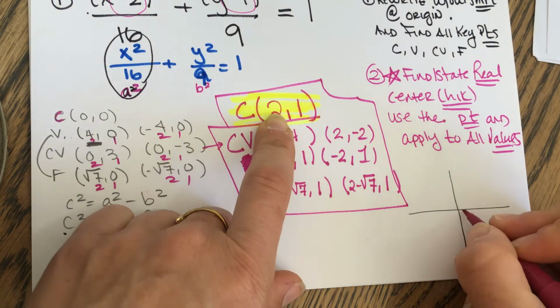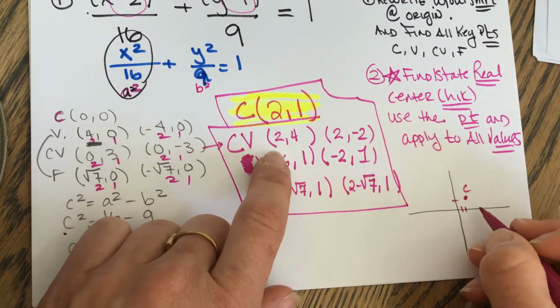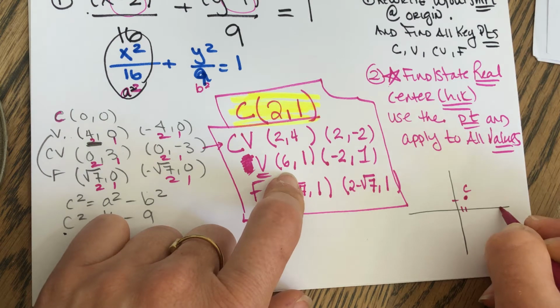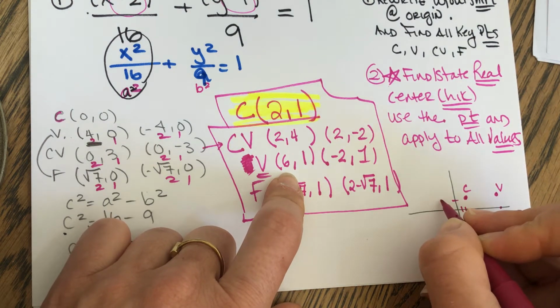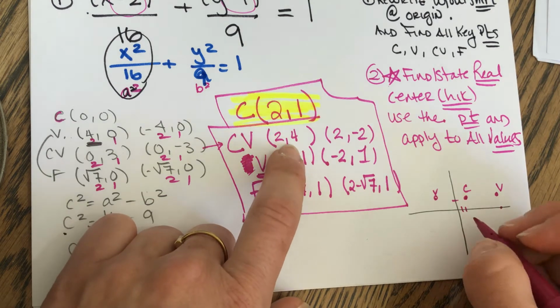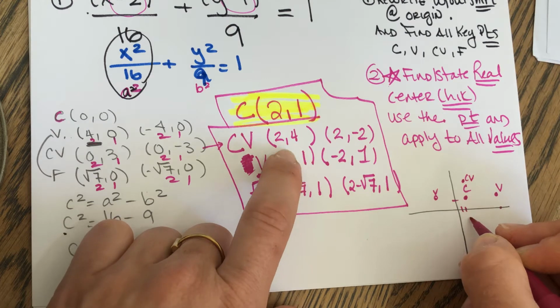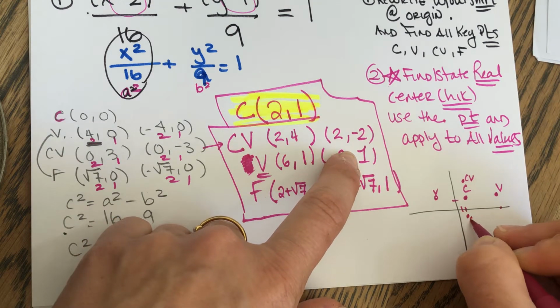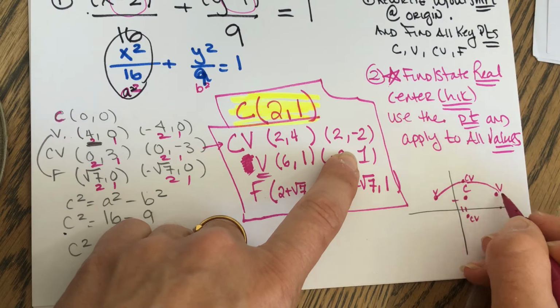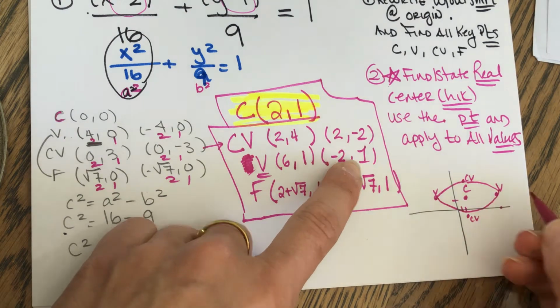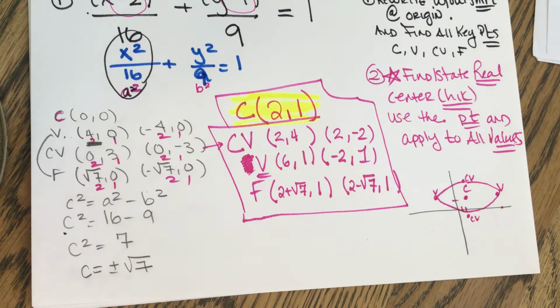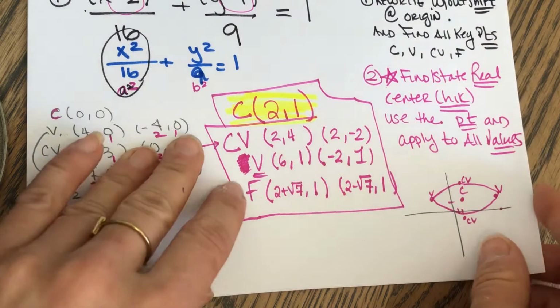Center is 2, 1. There you go, center. Let's do the vertices first. Vertice, let's say 6, 1, and then negative 2, 1. I'm just sketching it. Co-vertices is 2, 4, smaller. Co-vertice is 2, negative 2. I don't need you guys to sketch your focus. And there you go. Something like that. I know it's not really graphed the best. And that's it. That's how you guys do this. Okay? So we're going to do one more example just to review this, and then we're going to write our equations, and then that's it for today.